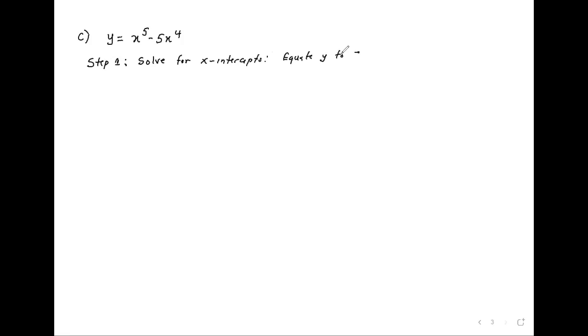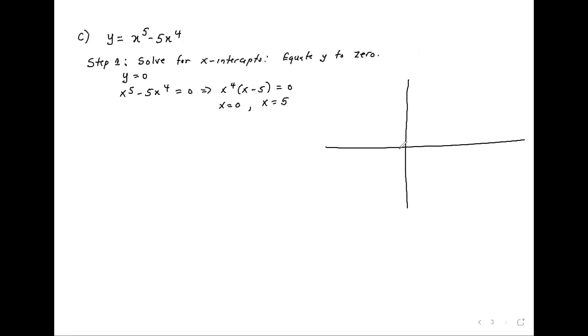Okay, you equate y to 0. So solve y is equal to 0, which is x power 5 minus 5x power 4 is equal to 0. This gives us x power 4 factored out, and then x minus 5 is equal to 0. So we have x is 0 or x is 5. We can even start sketching now. So we only have two intercepts, 0 and 5.